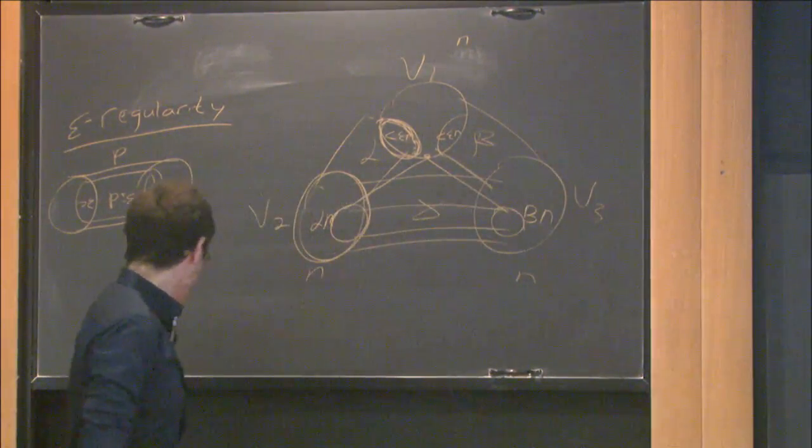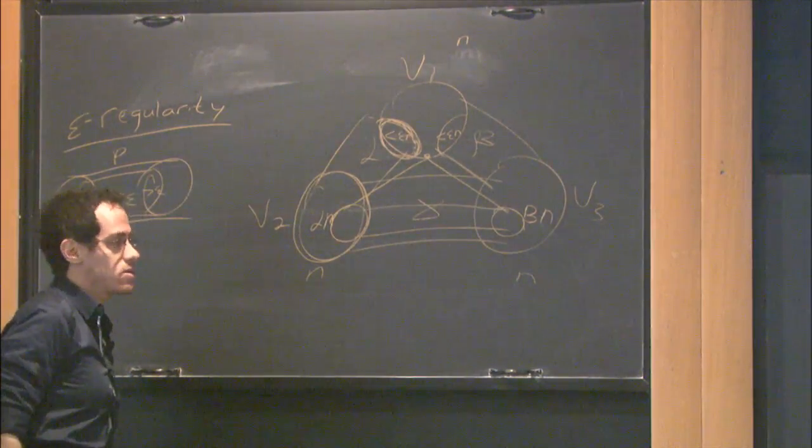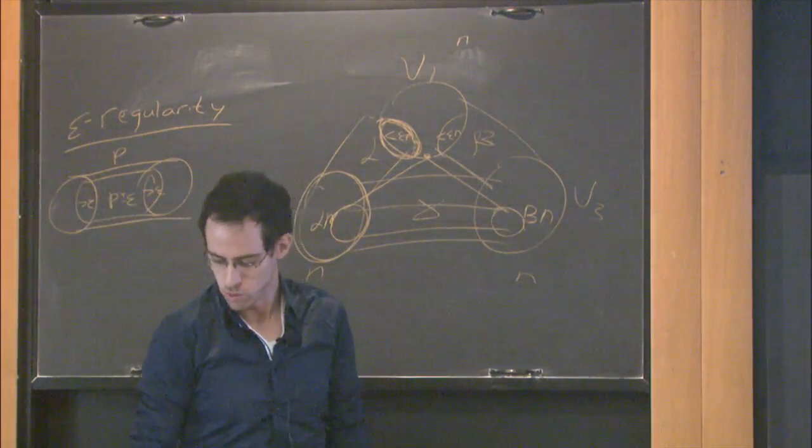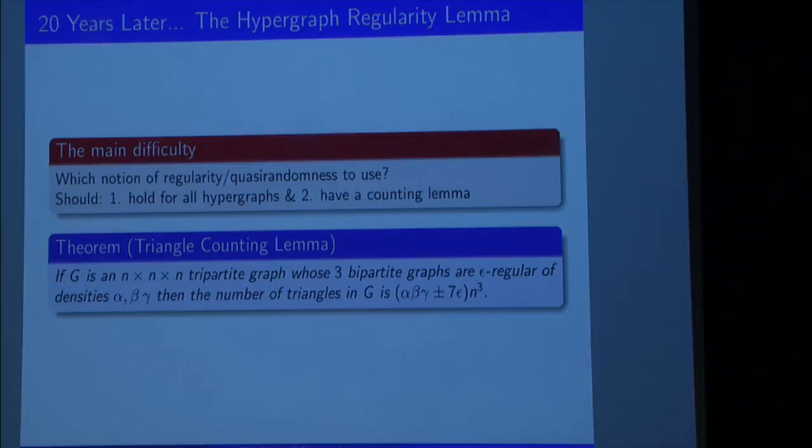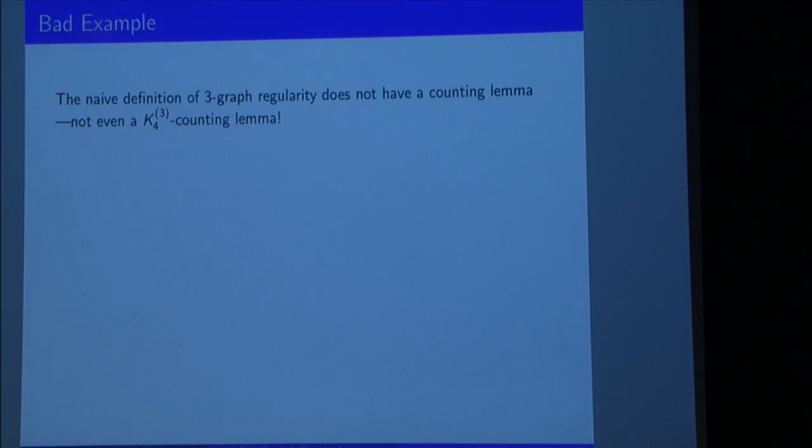The message here is that regularity of bipartite graphs gives you a way to count small subgraphs, fixed size subgraphs, in particular triangles here. Okay. What about hypergraphs? So again, I will mostly talk in this lecture about three uniform hypergraphs. It turns out that the naive definition of hypergraph regularity is not strong enough to have a counting lemma. So let me show you this.